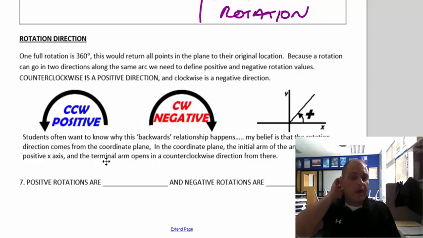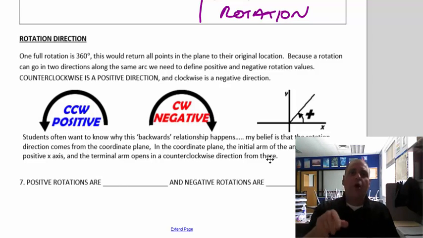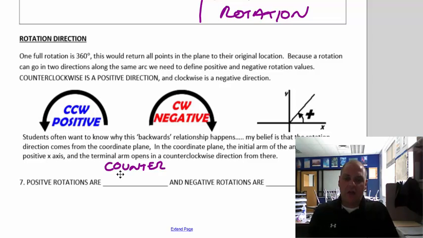Rotation direction. When we go clockwise, that is a negative rotation. A positive rotation for an angle is counterclockwise. Very important to know that. Positive rotations are counterclockwise.